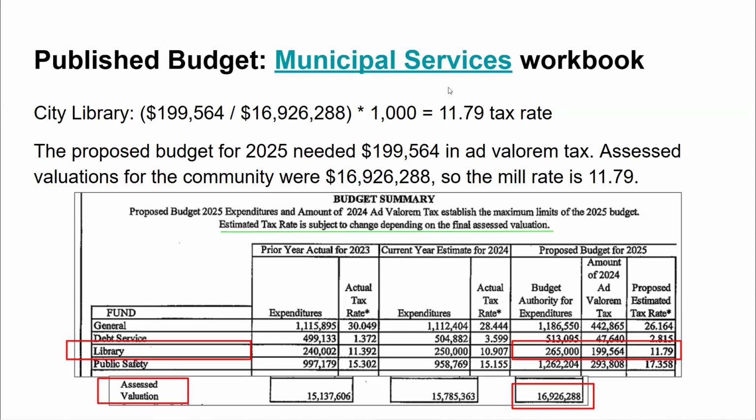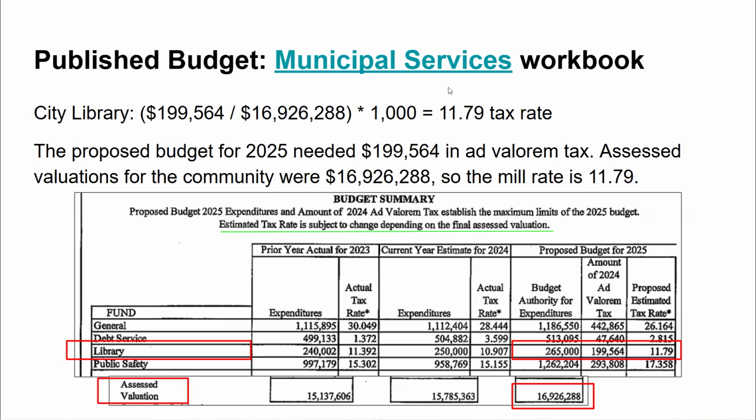The assessed valuations for this community were 16,926,288. And that's just for 2025. That's the estimate. So we're going to do our math, and we have a mill levy rate of 11.79. All of this is published so me, you, your neighbor, as the taxpayers, can see all of the expected expenses and what those proposed tax rates are going to be.